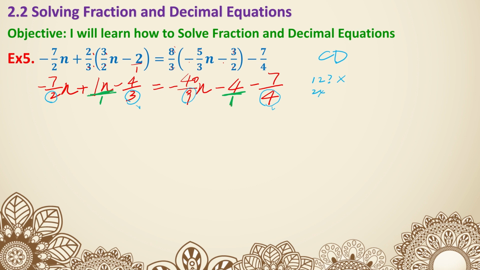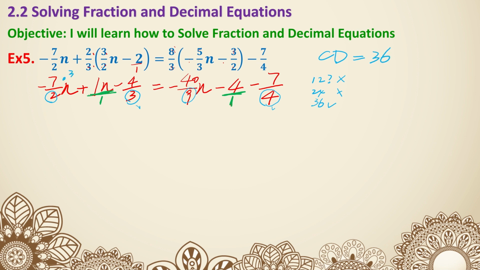Does 24 work? Well, 24 also doesn't work. Ever since I found the 12 being the common denominator of 3 and 4, I can only go with multiples of 12. So if, for example, I go 16, well, 16 won't be divisible by 3, even though it is divisible by 4. So I have to go multiples of 12. 24 doesn't work. The next multiple of 12 will be 36. Well, 36 is divisible by 9, so I know it has to be 36.